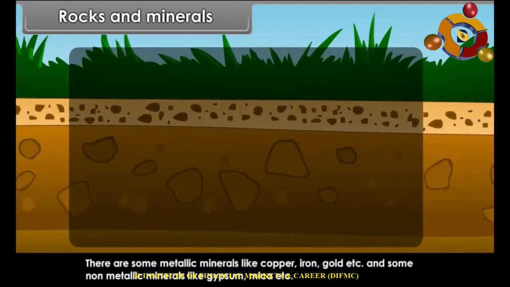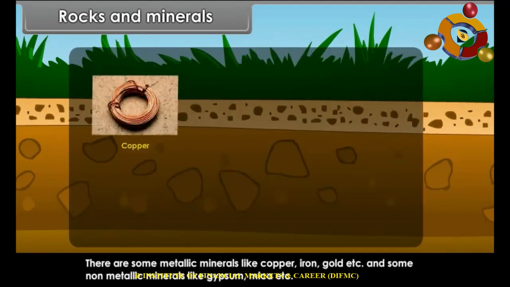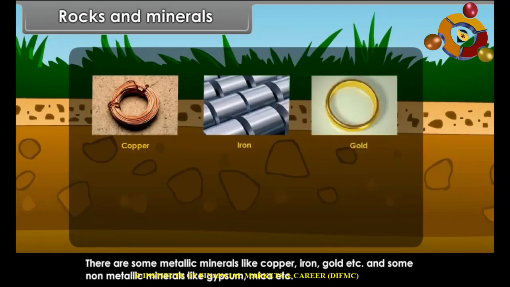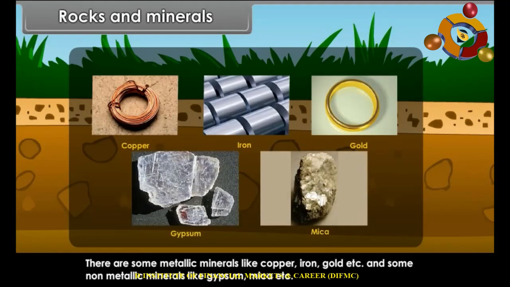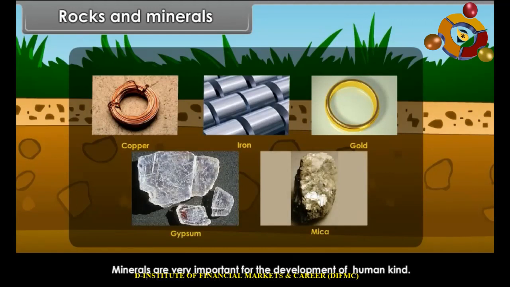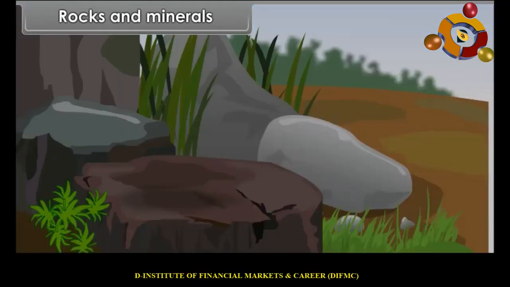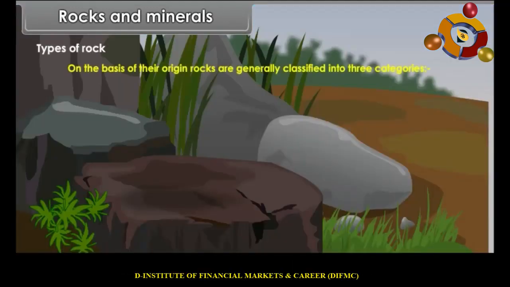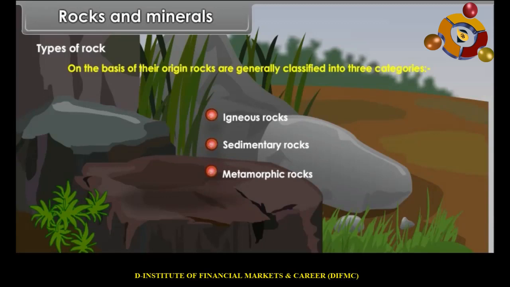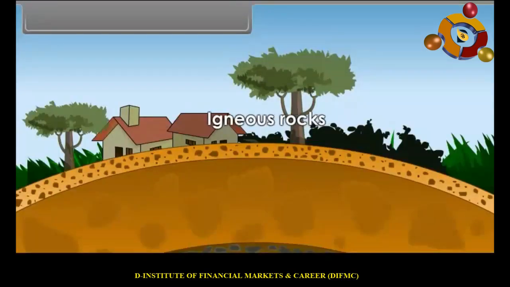There are some metallic minerals like copper, iron, gold, etc. and some non-metallic minerals like gypsum, mica, etc. Minerals are very important for the development of humankind. Types of rock. On the basis of their origin, rocks are generally classified into three categories: Igneous Rocks, Sedimentary Rocks and Metamorphic Rocks. Igneous Rocks.